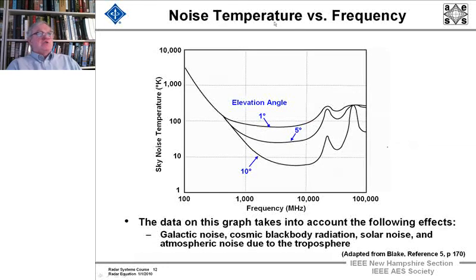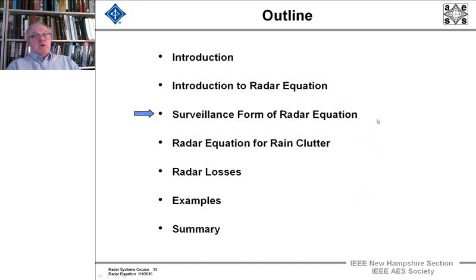First, the noise temperature versus frequency. The effects of galactic noise, cosmic black body temperature radiation, solar noise, and atmospheric noise due to the troposphere are shown here in degrees Kelvin, and it's a function of elevation angle and a function of frequency. It's been measured and well documented, and so you can just take that contribution to the system noise temperature off of this graph, or one like it in Blake's book, which is a reference which has it. Many others do.